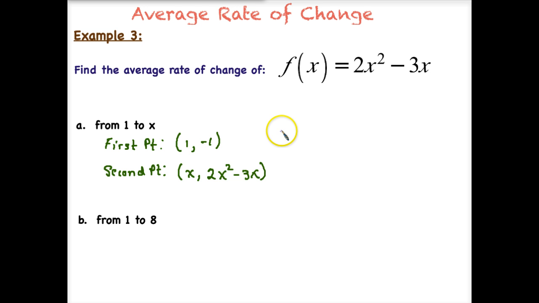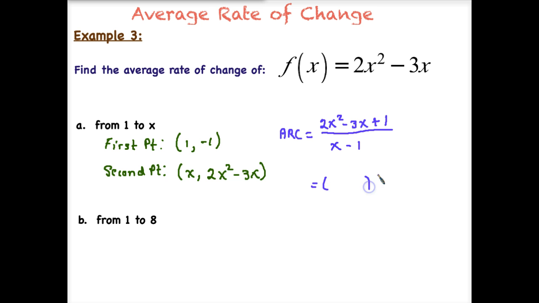Let's go ahead and make an equation and simplify. Here I have my y2, 2x squared minus 3x, and then minus a negative 1. In other words, plus 1. Minus a negative 1 is the same as plus 1. And then we have our x2, which is x, minus our x1, which is just 1. We need to factor this top quadratic, so think about how you might factor this.